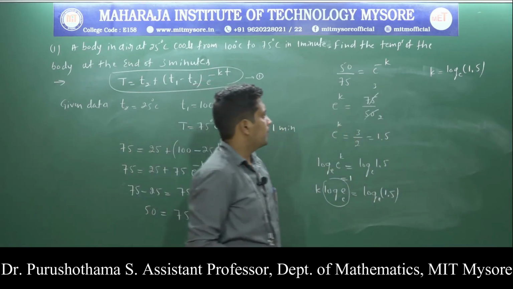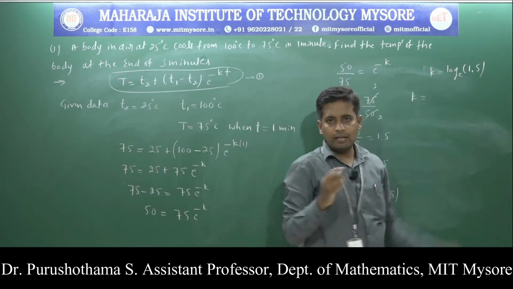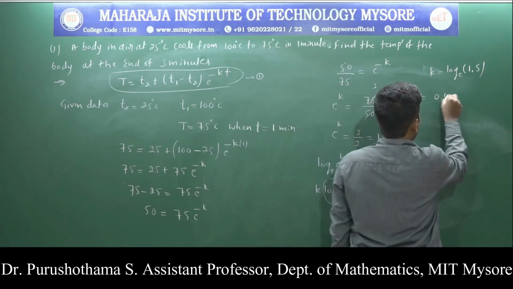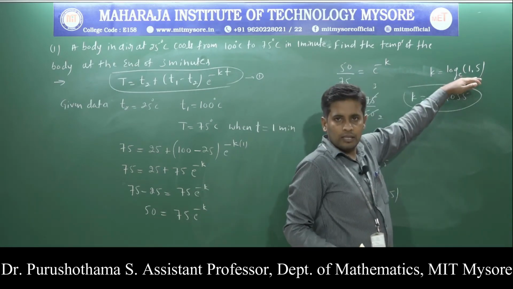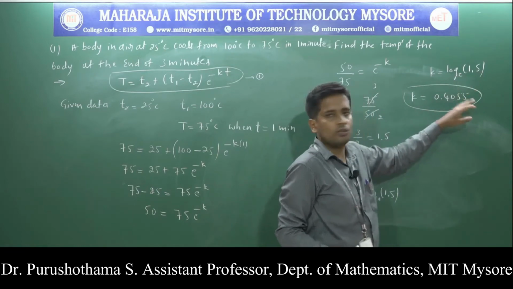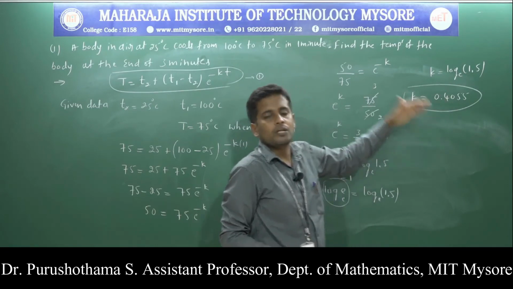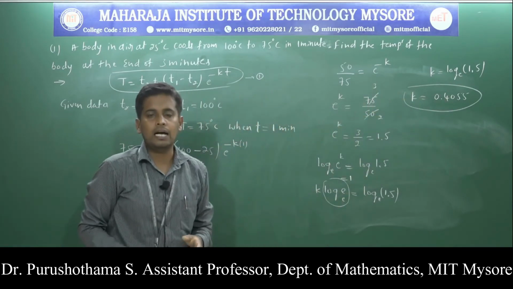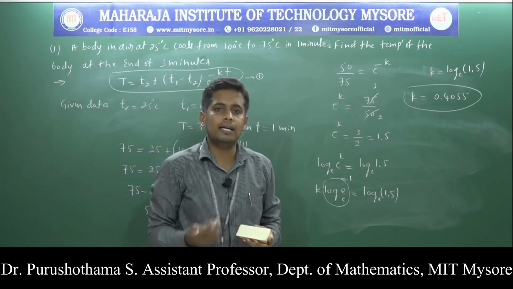So K equals log e of 1.5, whose value is 0.4055. By using a calculator, we can find the value of log of 1.5. Therefore K equals 0.4055. This is the proportionality constant value, the K value. Using K and the given data, find the temperature of the body at the end of 3 minutes.